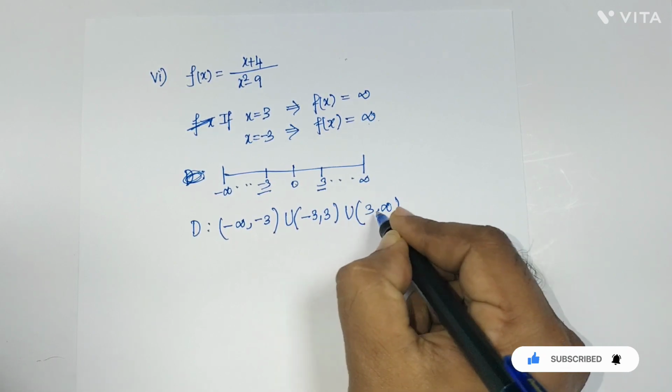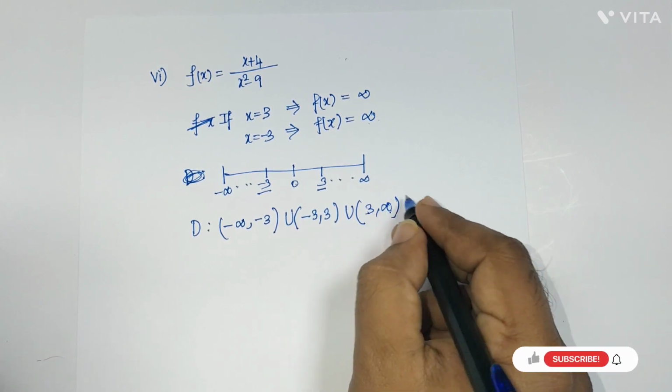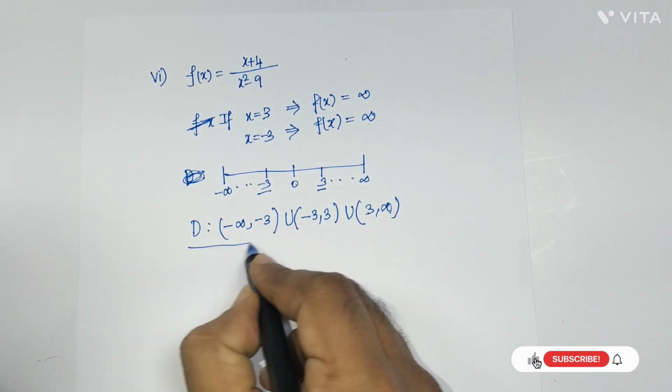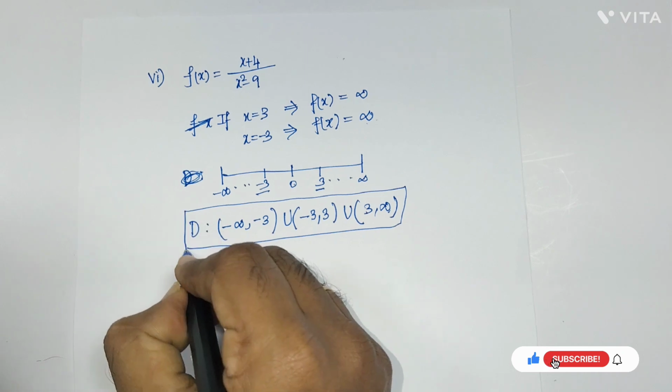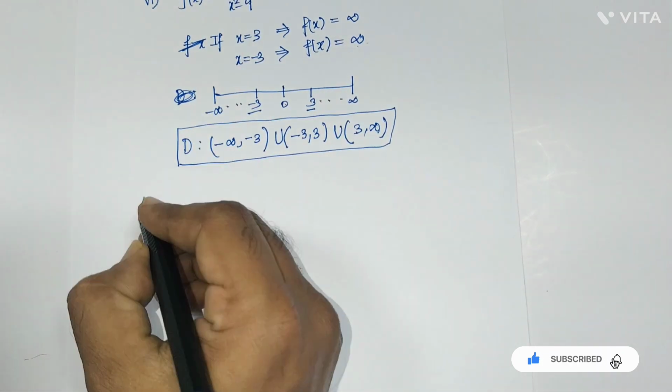For the rest, here I'm writing 3 to infinity. 3 to infinity means this 3 is not included, this infinity is also not included. We have to write open interval form. So this is your domain for this function.